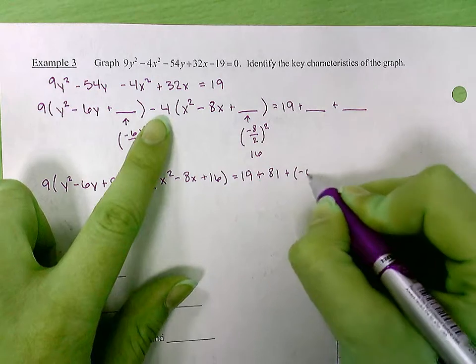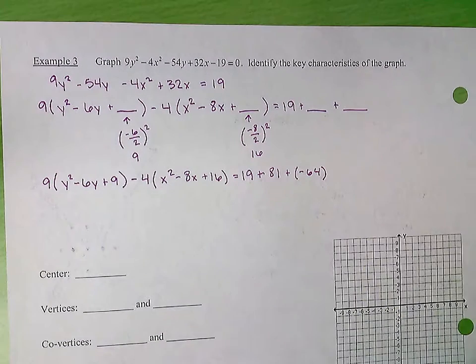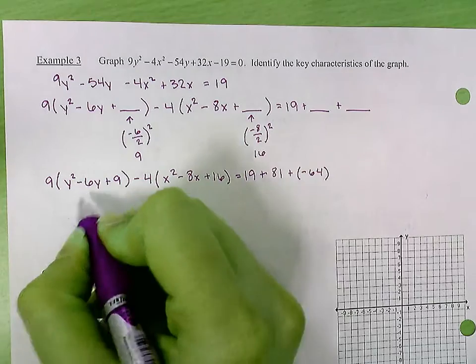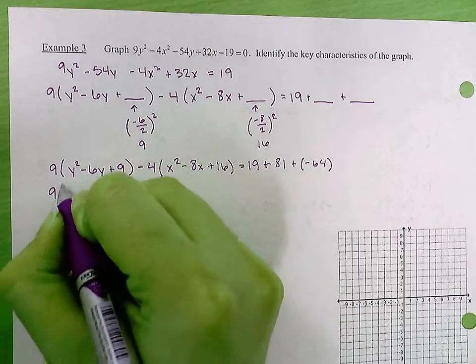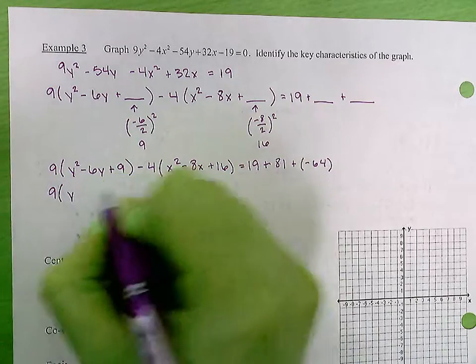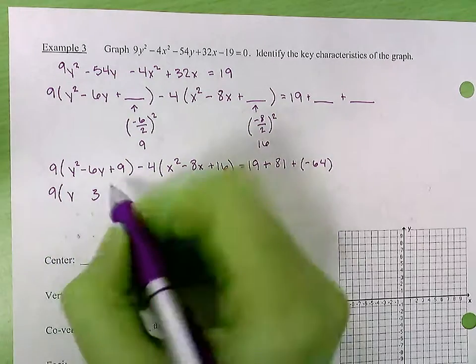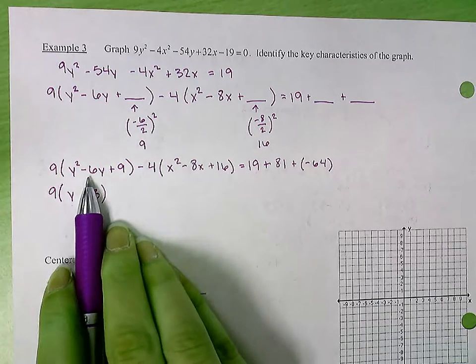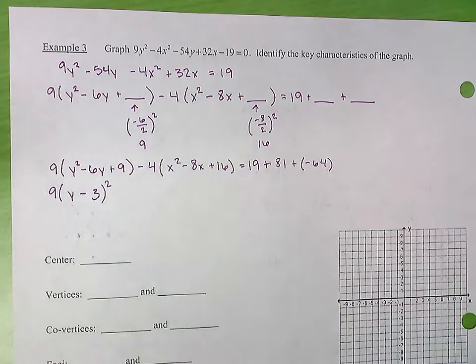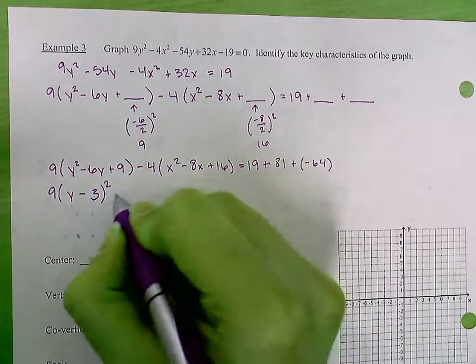So that will be negative 64. Okay, don't forget to multiply those 2 numbers together. Okay, so now I can finish completing the square here. Take the square root of your first and last term. So I have y and 3. Look to your middle term to see if it's plus or minus. And that quantity squared.